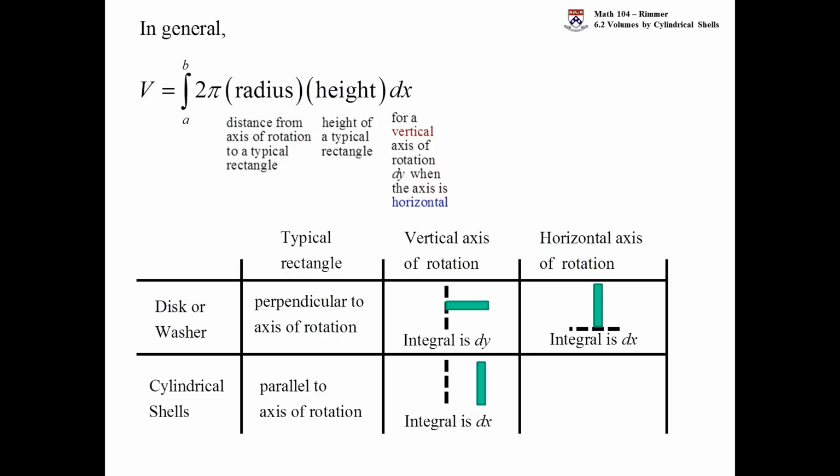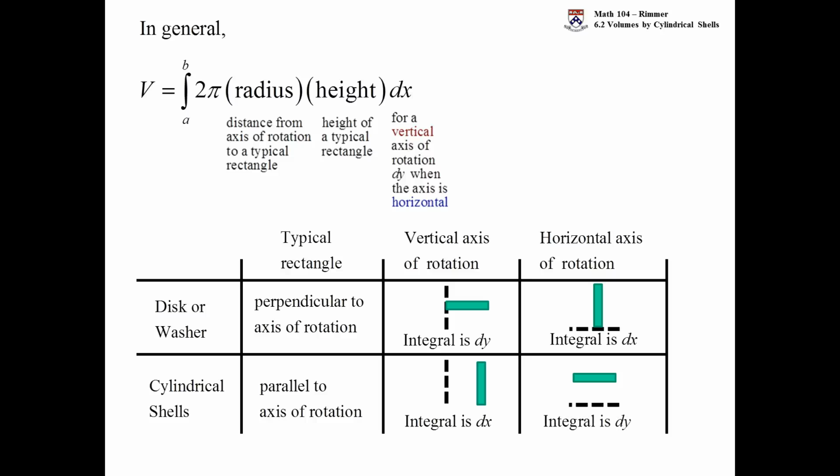While for a horizontal axis with shells, you draw your rectangle parallel to the axis of rotation, and you spin it around, and you definitely get a shell. But now your shells are laying on their sides, not going up and down, but kind of going left to right. And so then, in that case, your integral is going to be in terms of y.